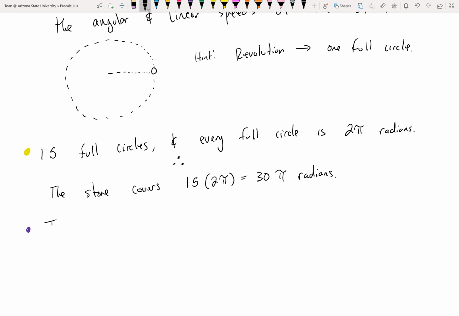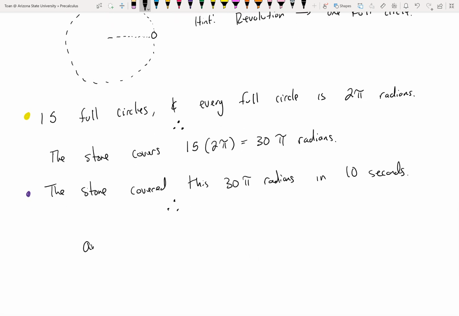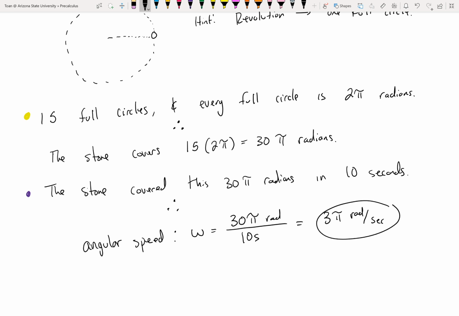Well, what else do we know? The stone covered this 30 pi radians in 10 seconds. Angular speed is angles over time. So how many angles do we have? 30 pi radians. What was the time it took? 10 seconds. Therefore, the angular speed, the symbol that we use is this omega symbol, it looks like a W, is the amount of angles, 30 pi radians, over the time, 10 seconds, which is 3 pi radians per second. Easy peasy, right?